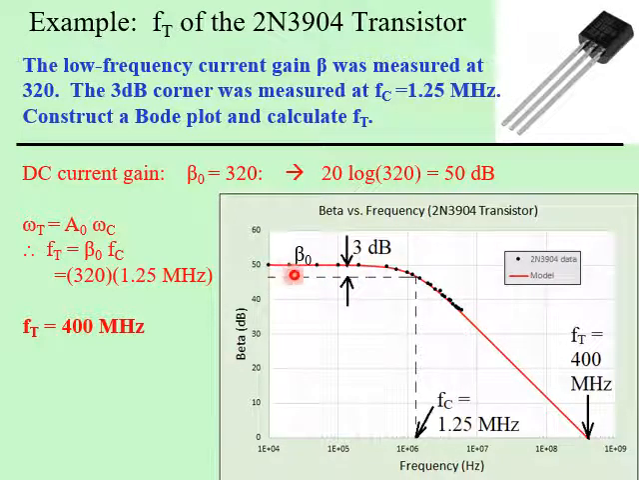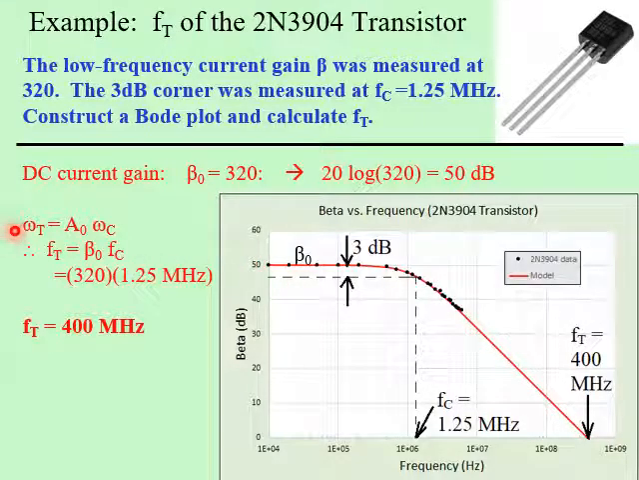The black dots here are the actual data that I measured, and the red line that's fit to it is the model, what's predicted from the theory. And what you notice here is that the gain, the beta, starts to fall off, and the 3 decibel point here was measured at 1.25 megahertz, and you can see the data points follow very closely down the curve here. Now, we're asked to calculate the transition frequency.